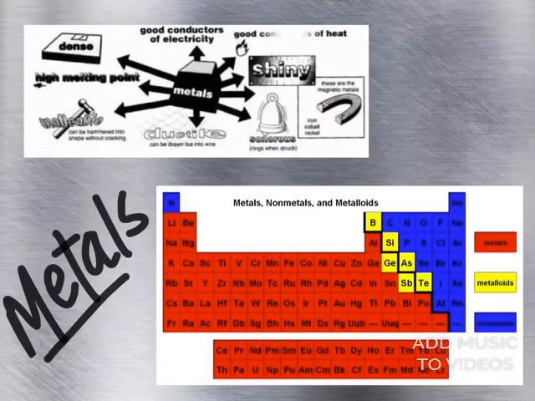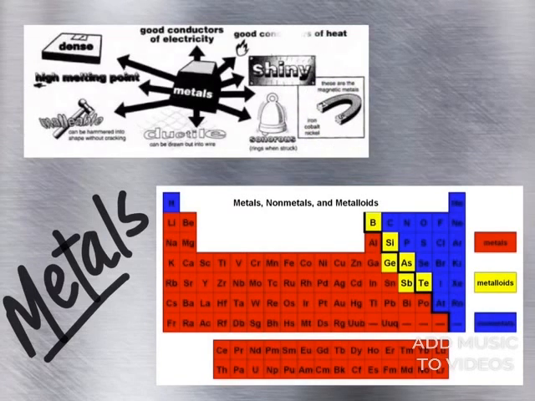First, let's talk about metals. Metals are good conductors of electricity, good conductors of heat. They are shiny in appearance. They're malleable and ductile. So malleable means it can be hammered into shape without cracking. It can be molded or reshaped. And ductile means that it can be hammered or stretched into wire. So this is like aluminum foil or copper wire. Then they're also very dense, they have a high melting point, and they're also magnetic metals like iron and nickel.